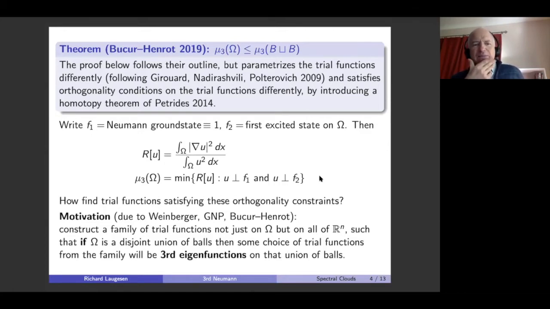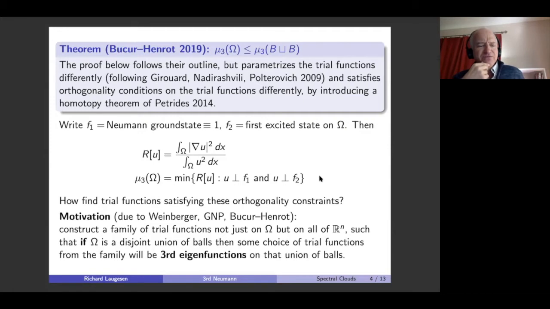Okay, so how do we find trial functions satisfying these orthogonality conditions, these orthogonality constraints? So the motivation, going all the way back, is to construct a family of trial functions that exists not only on omega, but also on all of Rn. The reason being that you don't know where the domain is.